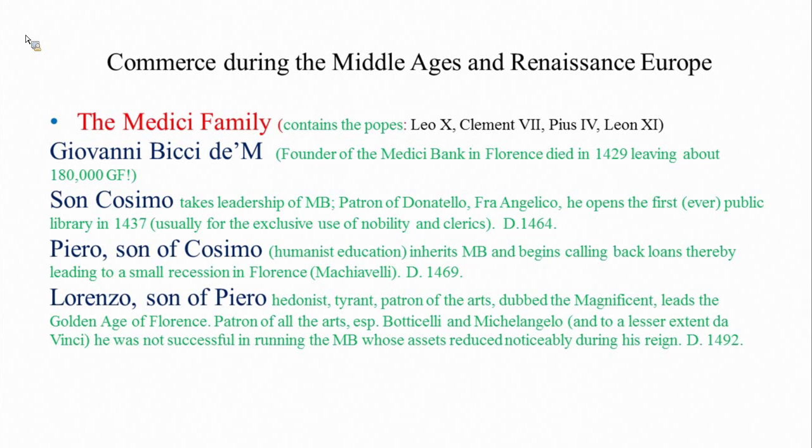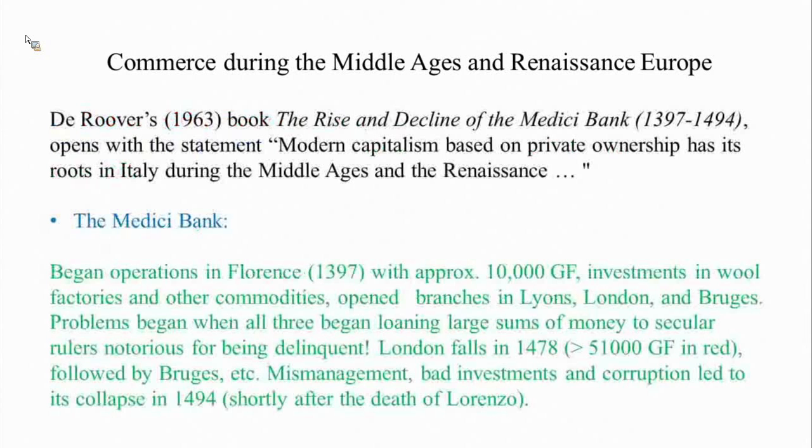But poor guy, he really didn't do much. He got a few commissions from the Magnificent, but he was not successful in running the bank, whose assets reduced noticeably during his reign. He died in 1492, which was the age of discovery, right? Columbus.